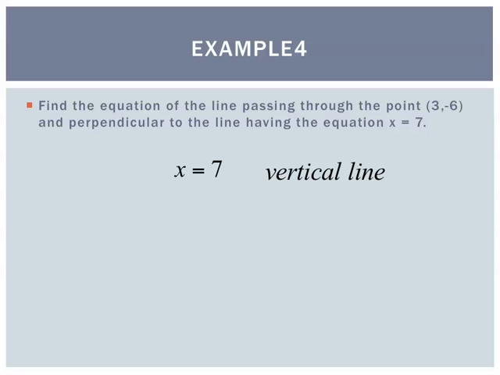Now remember that with horizontal lines, the equation of that line is going to be of the form y equals k, where k is equal to the y value. In this case, we know it goes through the point (3, -6), so our y value must be -6. So the equation of the line is going to be y equals -6, and that is a horizontal line going through the point (3, -6).